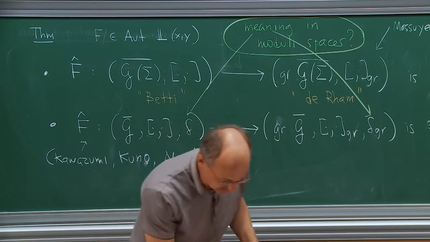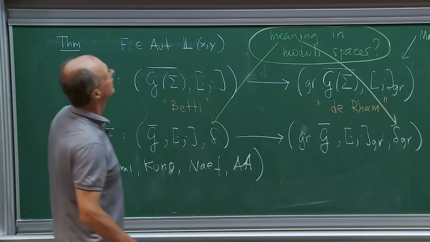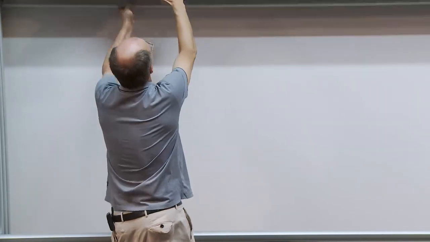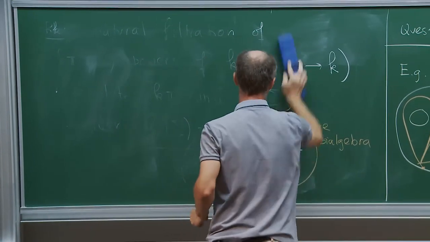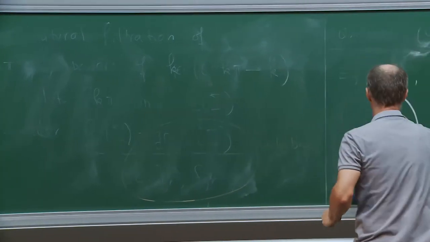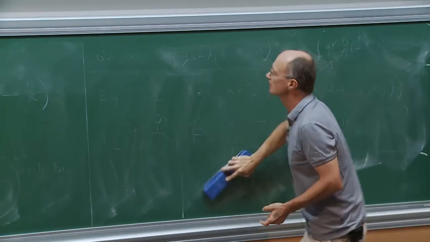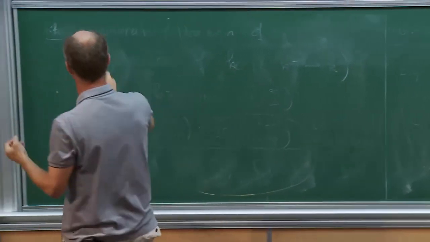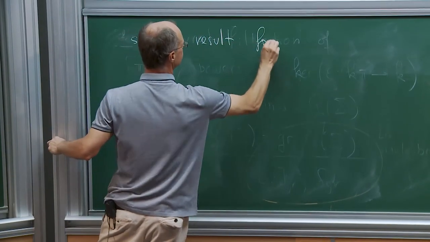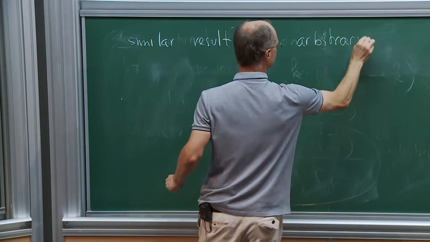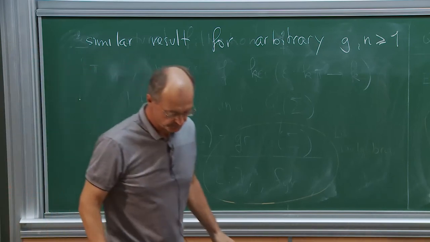Now, let me spend the last 5 minutes talking about surfaces of higher genus. I focused my attention on a sphere with three holes because it is related to the standard Kashiwara-Vergne problem. However, there is a similar theorem, or the same kind of theorem. So there is a similar result for arbitrary genus and arbitrary number of boundary components.